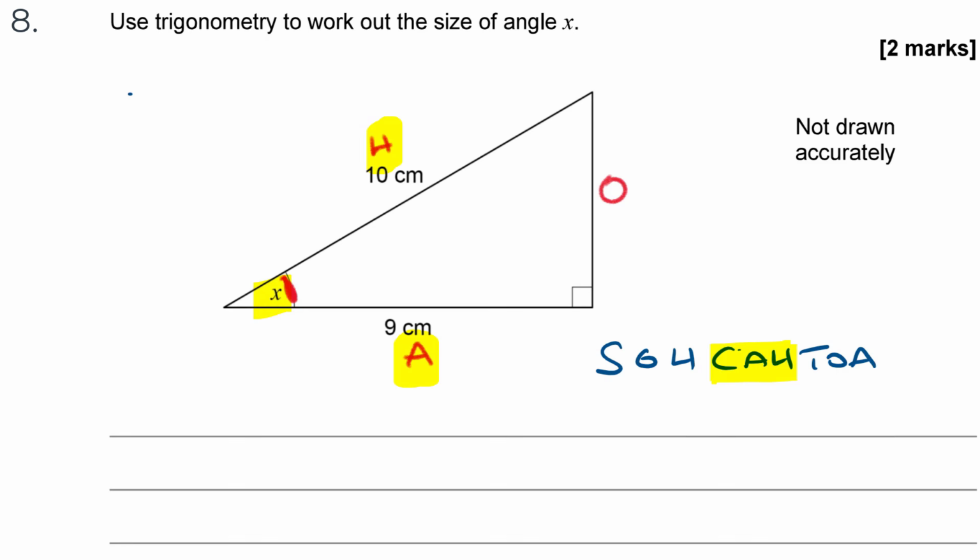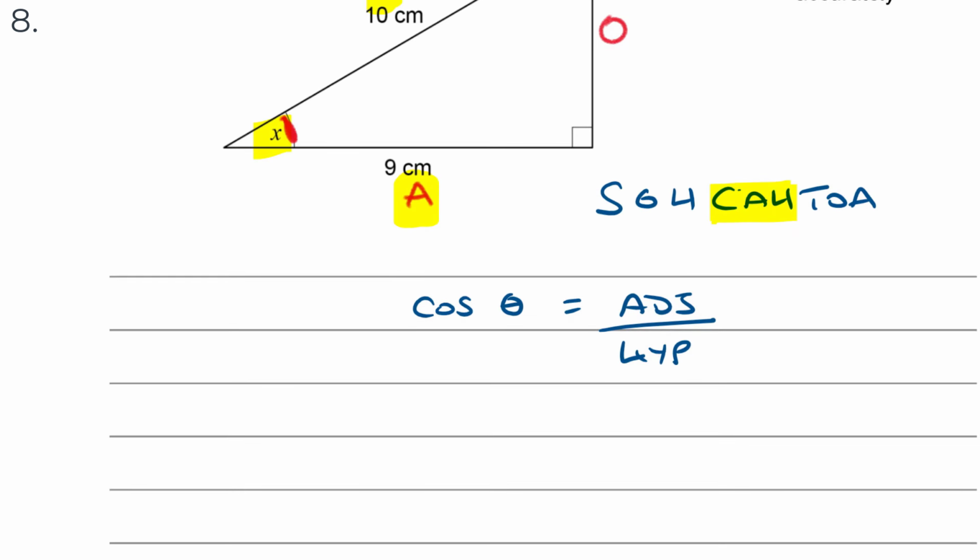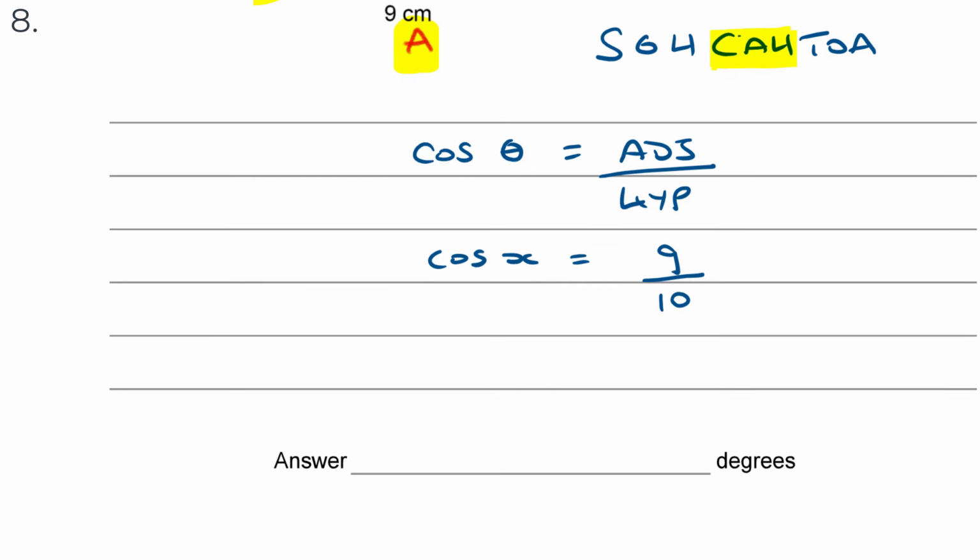So let's write that out fully then. The cosine of an angle is equal to the adjacent divided by the hypotenuse. Okay, that's the full ratio that we need to use. So then let's sub in what we know. Cos, well, it's x in this case, not theta. Adjacent is 9 and the hypotenuse is 10. Okay, so the cos of x is 9/10. So then x is going to be the inverse cosine of 9/10.